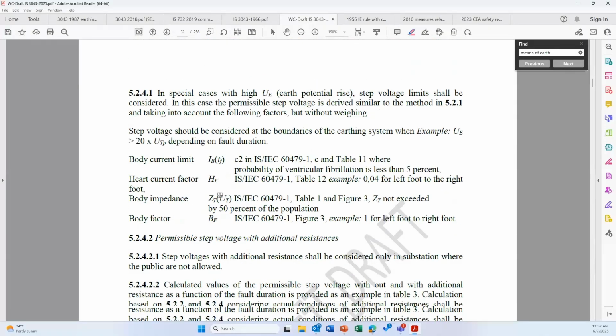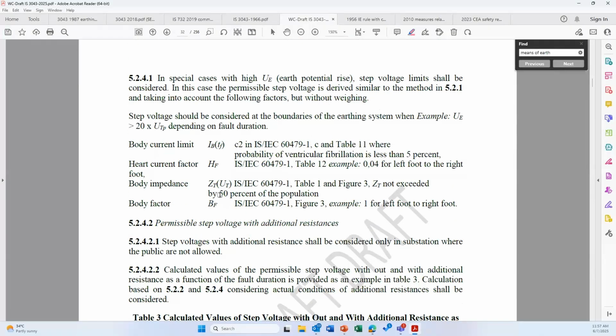Similarly, for step voltage, the body factor, the heart factor, is considered. In case of a touch voltage, when you touch an exposed conductive part, a faulty conductive part, or a touch potential with your left hand, the heart factor considering a current flow through the left hand to the feet is considered as heart factor 1, and the heart factor considered is 0.04 for step potential. So these are some of the information which is included.